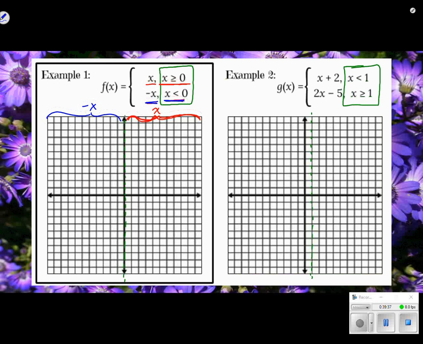Now, somebody is going to be on the line. I'm going to graph in color. You don't have to graph in color. You don't have to graph the green line. Remember that highlighted line. But all of these things are to help you.